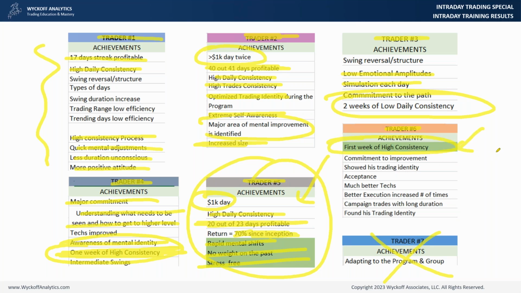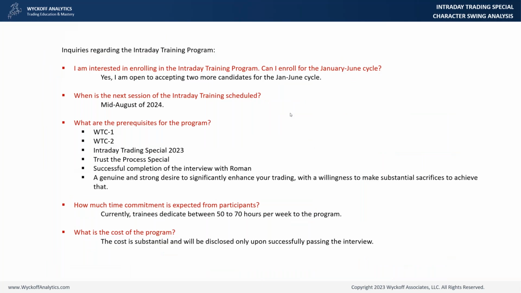So as you could see, when I say first week of high consistency, 2 weeks of low daily consistency, or you have streaks, like 17 days, 40 days, 20 days. These are improvements. It means that people came from some place where it was not like that. And then you see the results of this whole thing. Okay, what else?